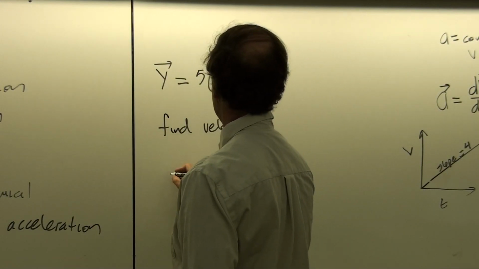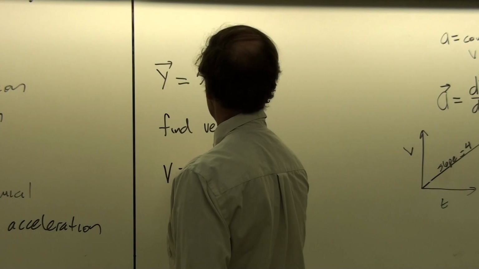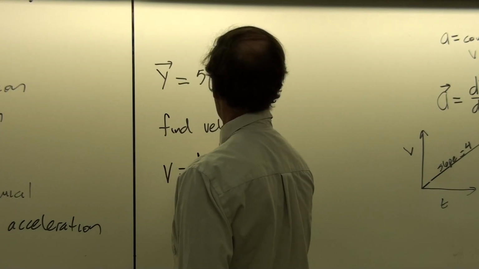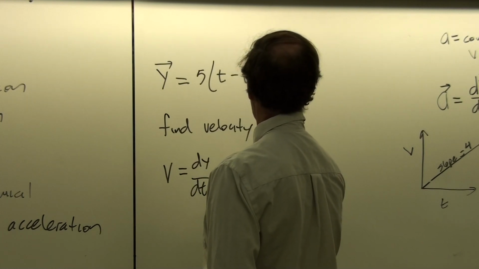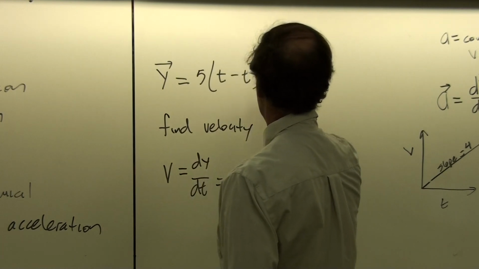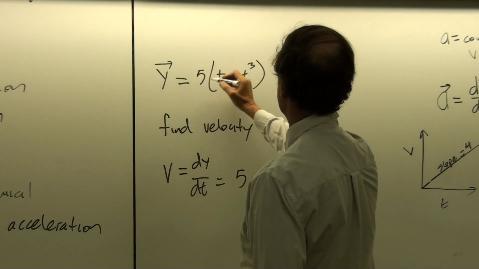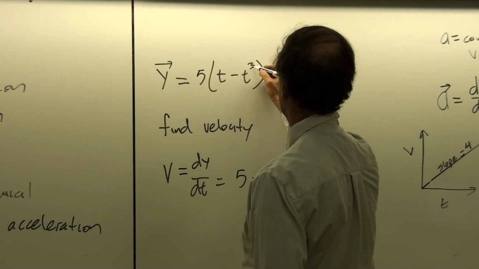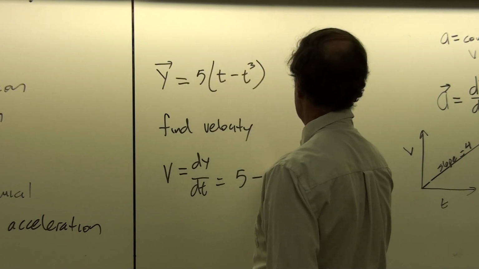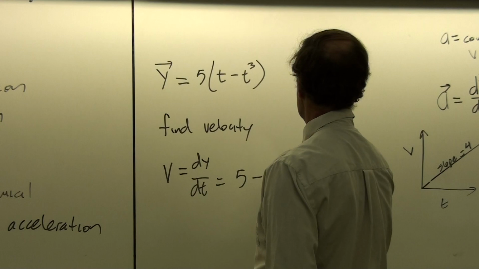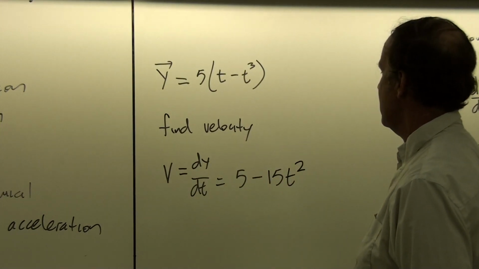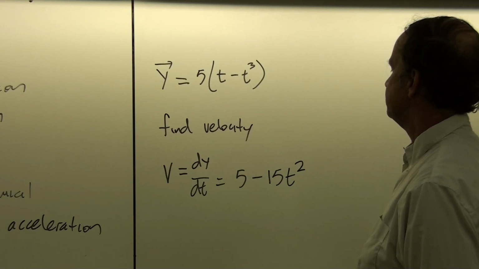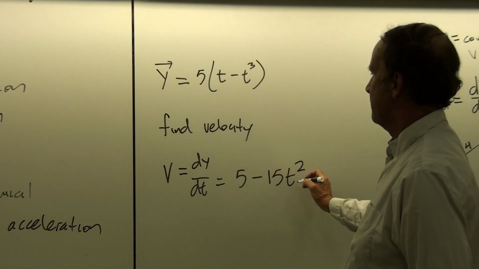So if we want to find the velocity, then v would be the derivative of y with respect to time. So that would be equal to 5 minus, and then here, this would be 5t cubed, and so we'd have 5 times 3 is 15t squared. Okay, so that would be our velocity as a function of time.